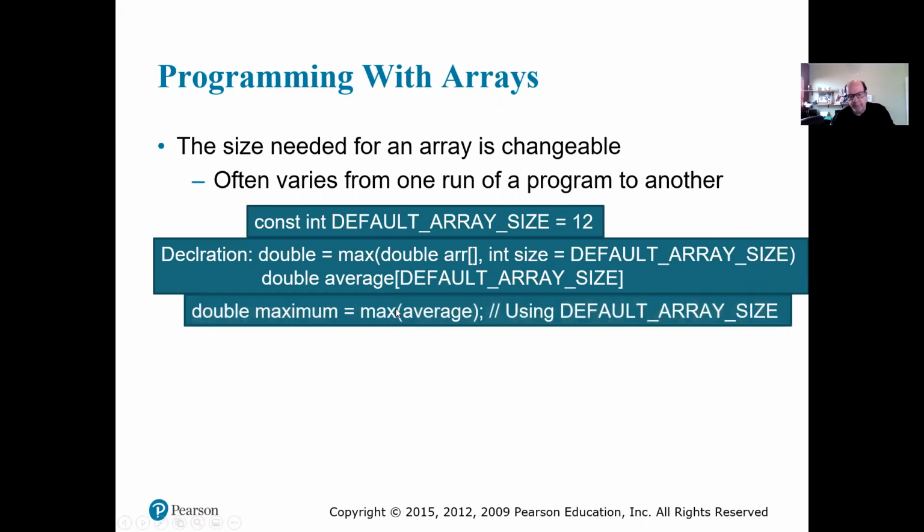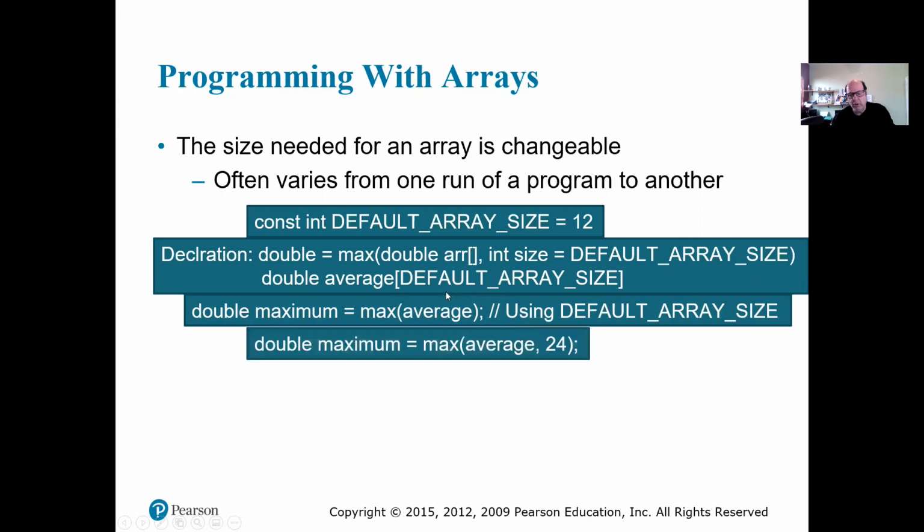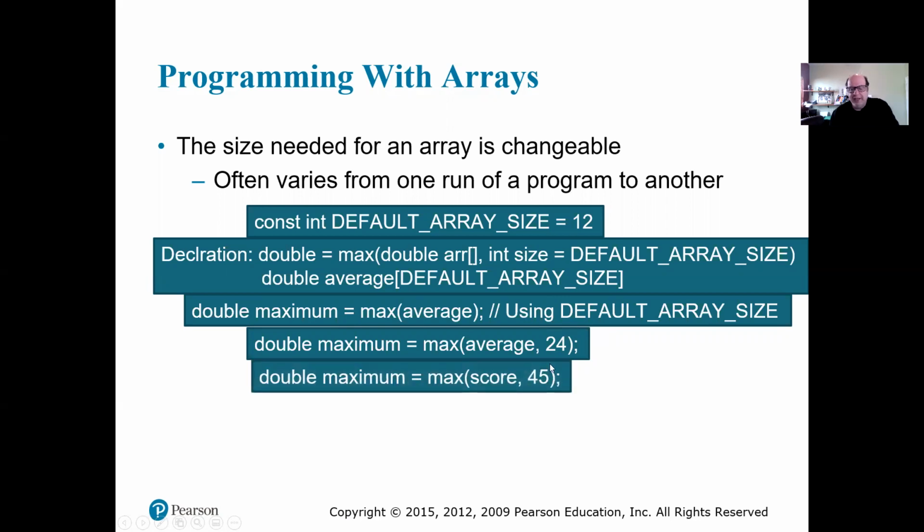Now, the reason we did this, just a reminder, is that we are putting it in as a default value, just as an option. That means I can call this max function with one parameter that receives the default value, and I can also call it with two parameters that can have a different number. So if I don't want 12, I can put something else in there, and we can have different numbers.